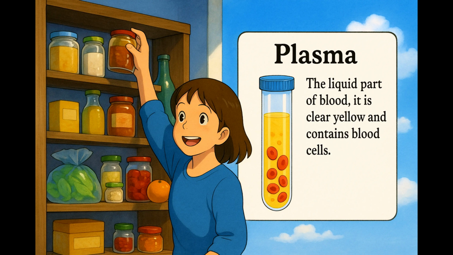Imagine trying to find the right jar in a cluttered kitchen pantry where everything is mixed together. Plasma in blood is similar to that pantry because it acts as the clear, yellow liquid medium that holds all the blood cells, much like the shelves holding various jars. Just as a well-organized pantry allows you to quickly find the ingredients you need, plasma efficiently transports nutrients, hormones, and proteins throughout the body, ensuring everything is in its rightful place and easy to access.